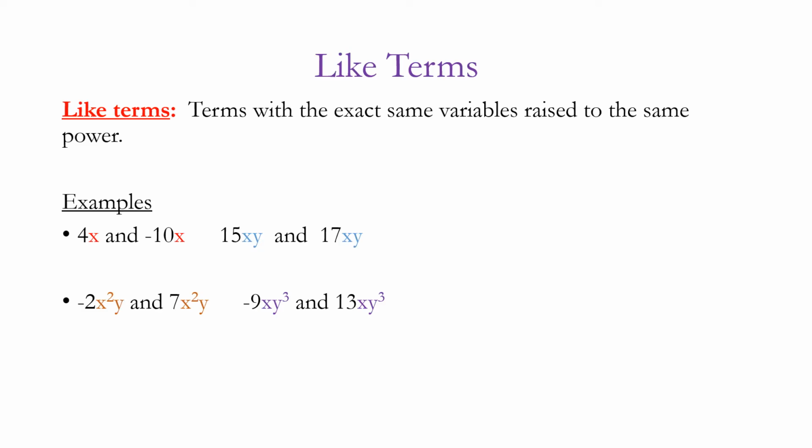Let's take a look. Like terms are terms with the exact same variables raised to the same power. So for example, 4x and negative 10x are like terms. 15xy and 17xy are like terms as well. Negative 2x squared y and 7x squared y are like terms. And negative 9xy cubed and 13xy cubed are like terms. Notice how they have the exact same variables raised to the exact same powers.